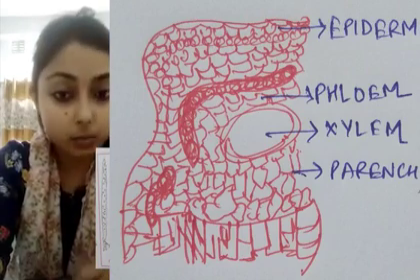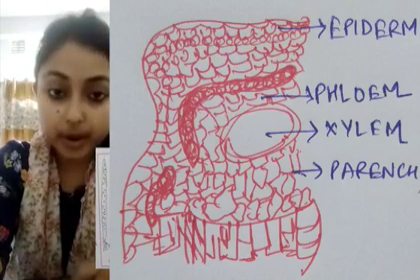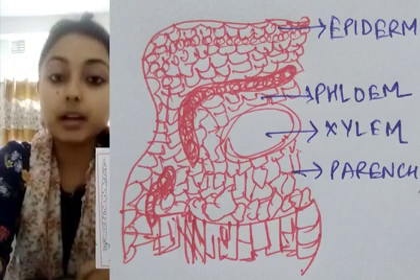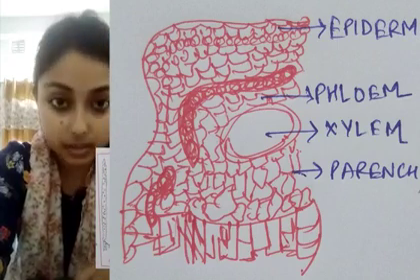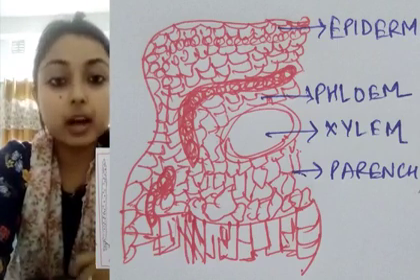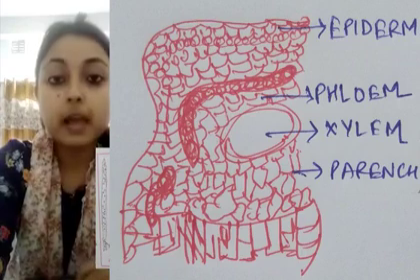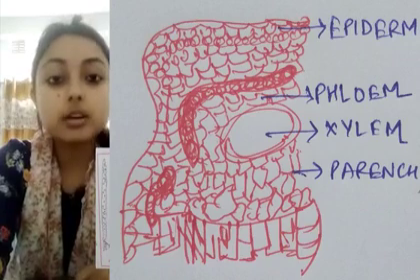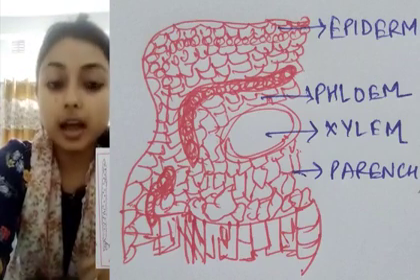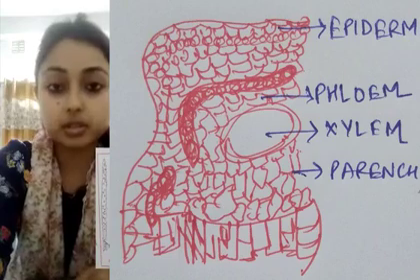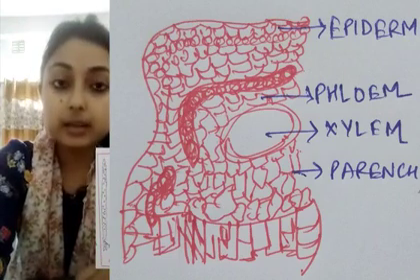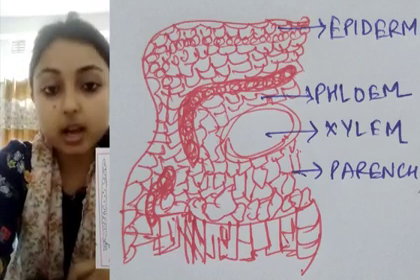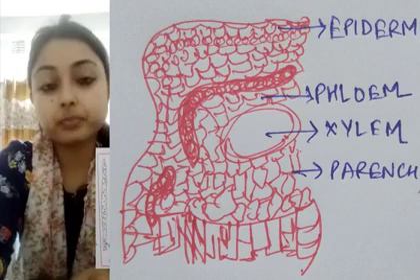Xylem are thick-walled and they provide upward movement of water. Xylem is again divided into three types, which includes tracheids, trachea and xylem parenchyma.